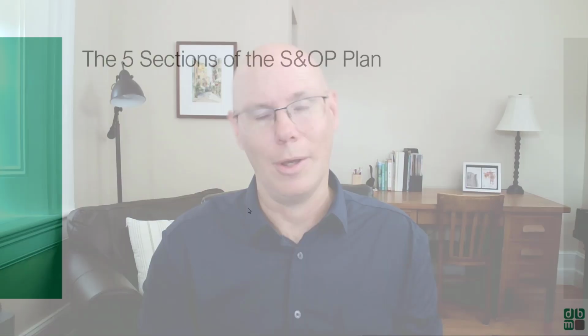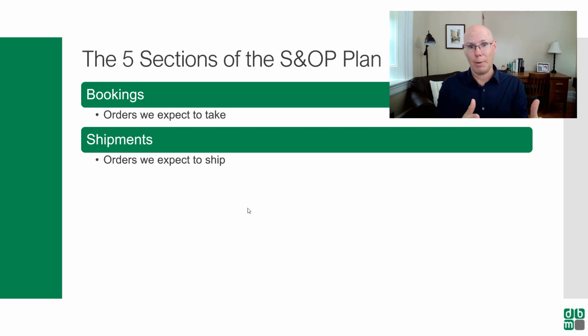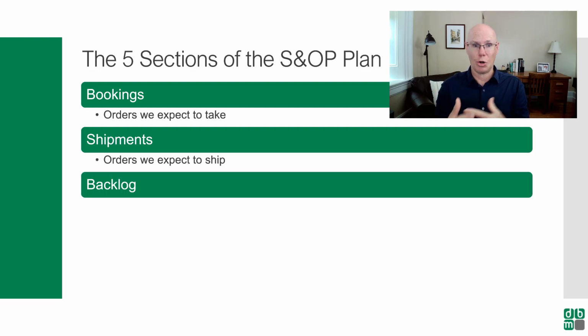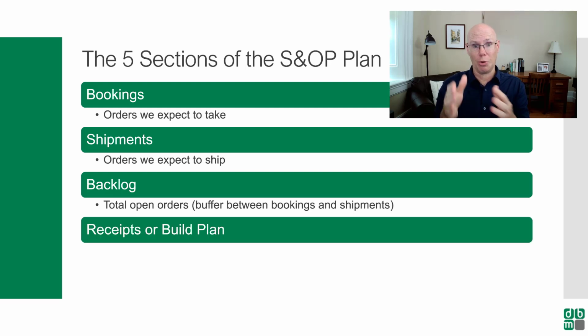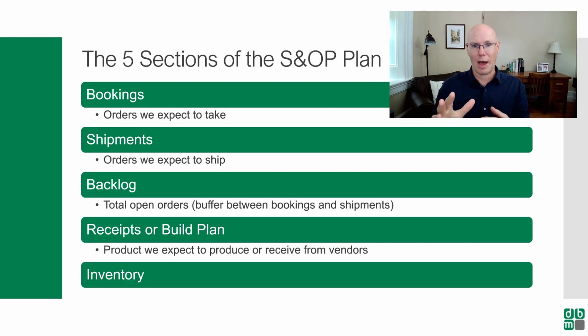And that's where the tool, the 5-section sheet, comes in. The 5-section sheet is a purpose-built S&OP tool that cuts through the noise and gets to the story of your business. It's made of, well, you guessed it, 5 sections. You have your bookings, which are the orders you expect to take, your shipments, which are the orders you expect to ship. You have your backlog, which is your open orders, aged by promise date. You have supply, which is your build or receipt plan. And finally, you have your inventory. Those are the 5 sections.